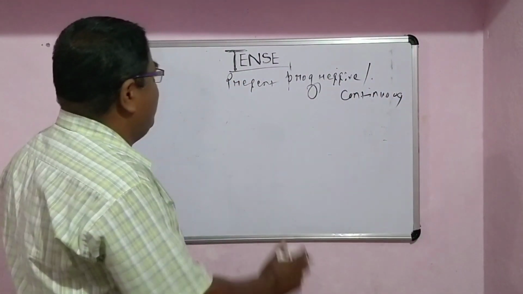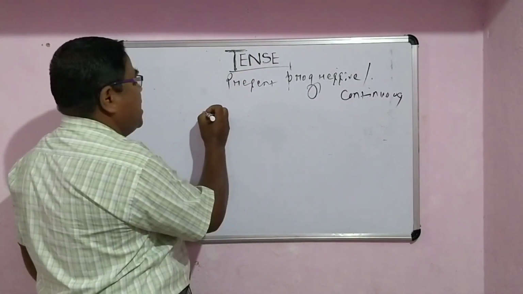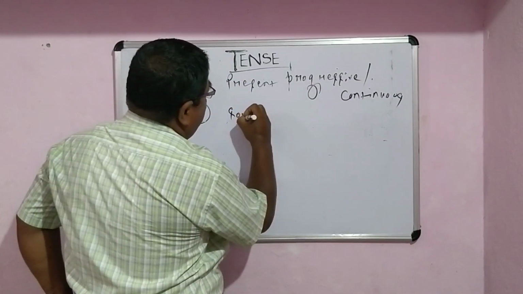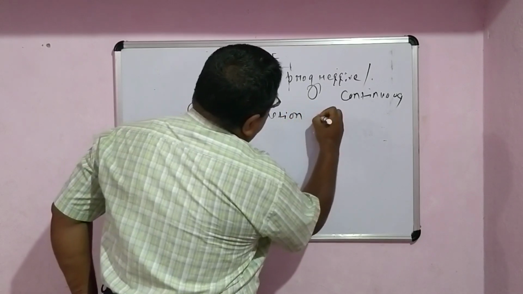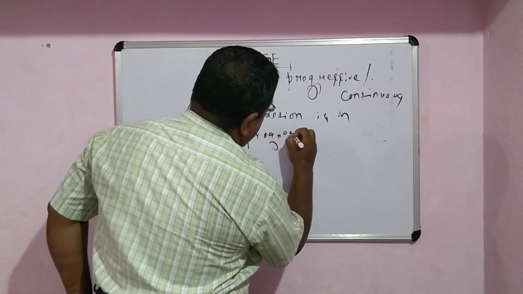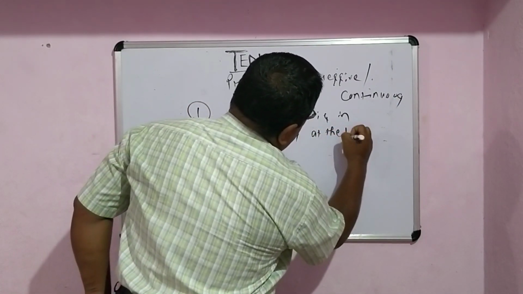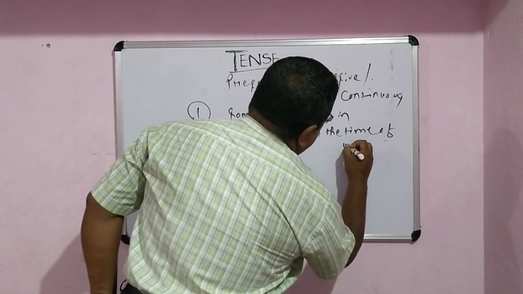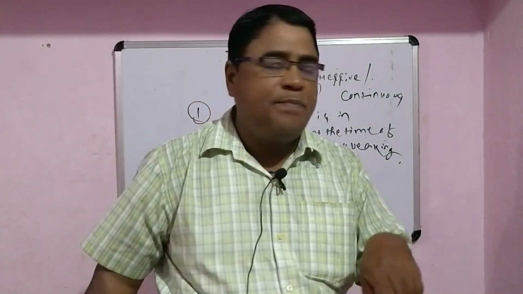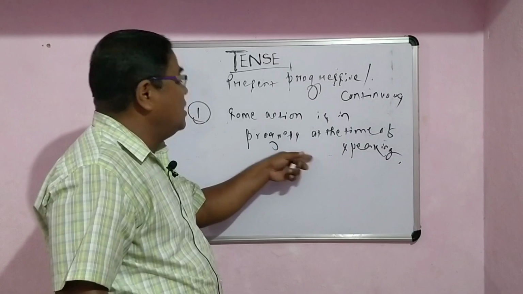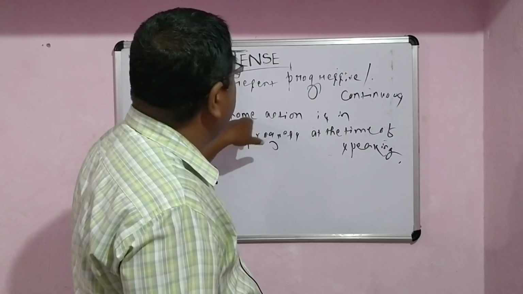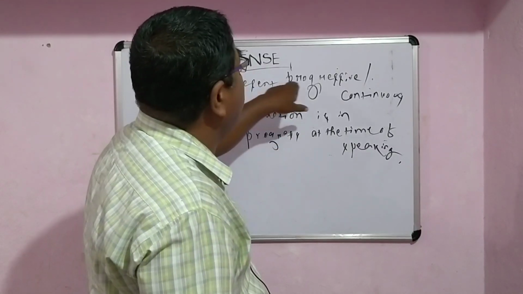Okay, so far as the tense of the present progressive or present continuous is concerned, remember that we use present progressive or continuous when some action is in progress at the time of speaking. Suppose I am speaking, here I am the speaker. So when the speaker is speaking, at the time of speaking, if we refer to a certain action, that action is related to present progressive.